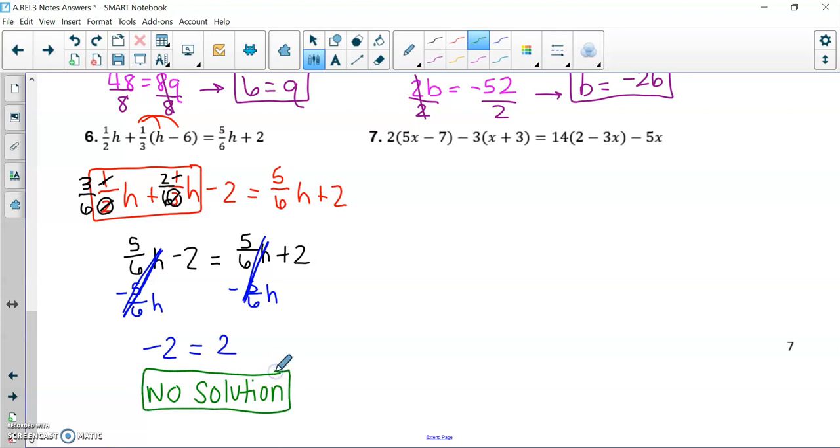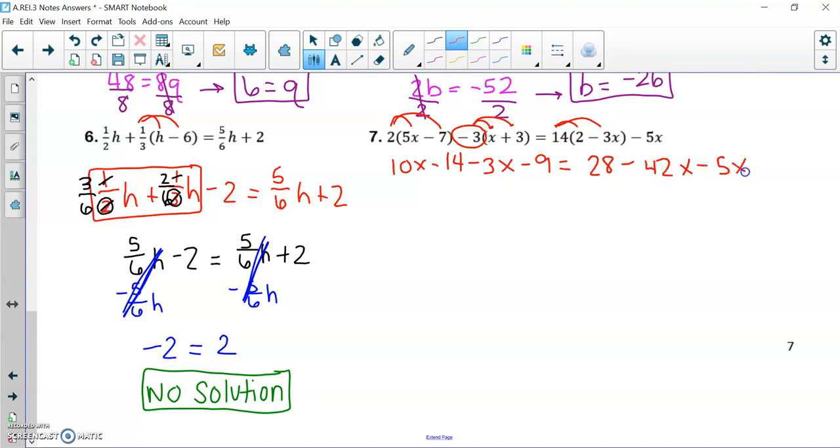All right. And then moving on to the last problem before you jump into the next level 3 video. We are first going to simplify the left by distributing the 2 in, so I get a 10x minus a 14. And then I need to distribute the negative 3 in to get a negative 3x, or a minus 3x minus a 9. And then on the other side, I need to distribute the 14 in, so I get a 28 minus a 42x, and then minus a 5x.